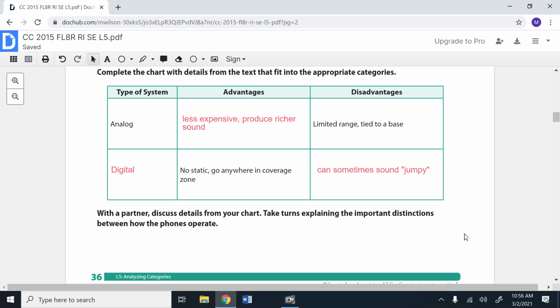Okay, so this is the end of part 1. Go ahead and watch the video for part 2 to see the rest of the guided instruction and the rest of the guided practice for lesson 5, 8th grade ready.